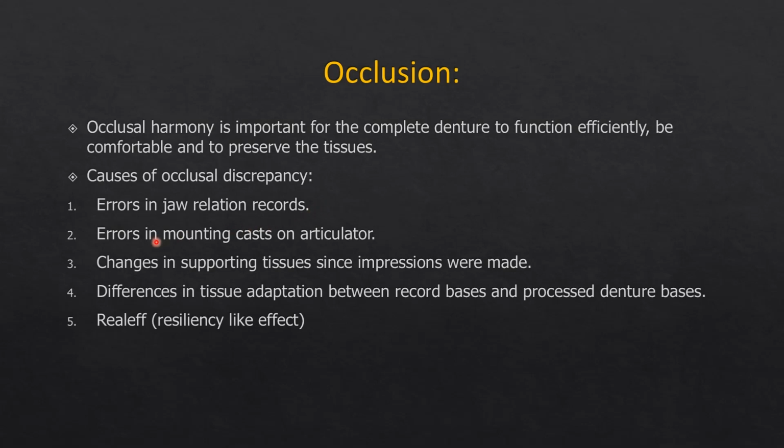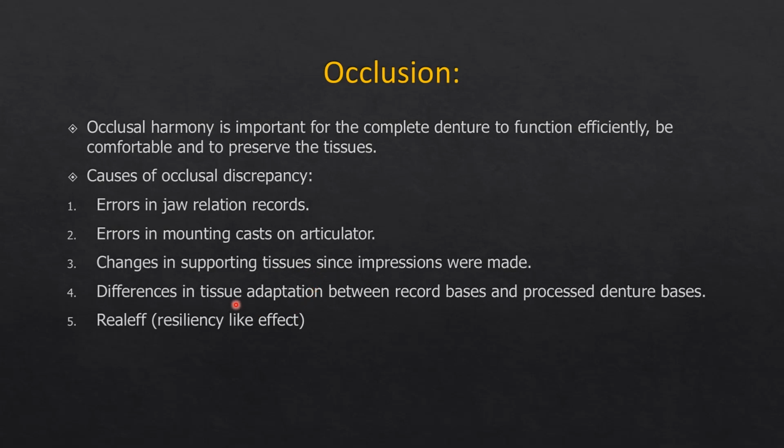Also, it could be due to errors in mounting. That is, while mounting on the articulator, there was some displacement or shifting of the models with the wax rims, and this would also produce errors. Changes in the supporting tissues are another cause, because the models that are cast are made of gypsum, they are hard, whereas the denture tissues are soft and covered by mucous membrane and connective tissue. So because of the settling of the dentures, some errors in occlusion are definitely noted in the patients.